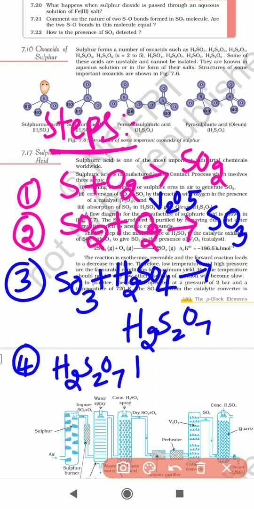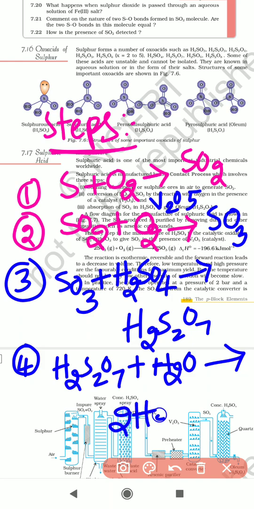H2S2O7 is treated with water to form sulfuric acid. Two moles of sulfuric acid will be forming. So these are the steps majorly involved in this sulfuric acid preparation.